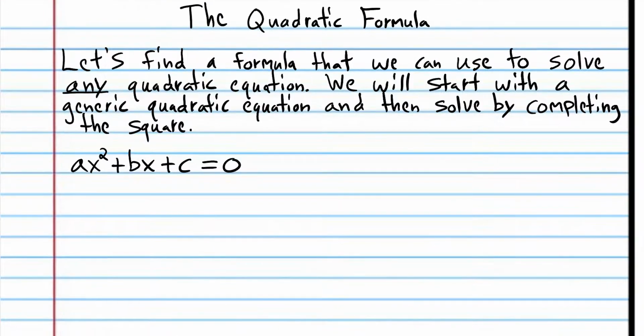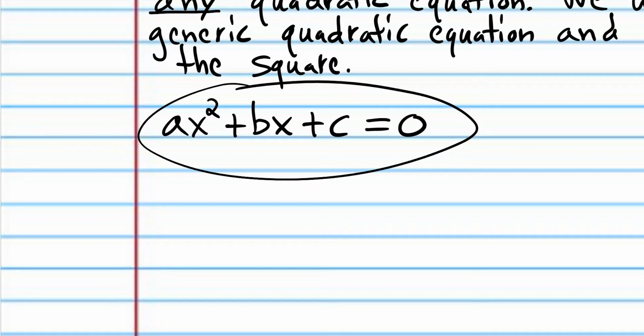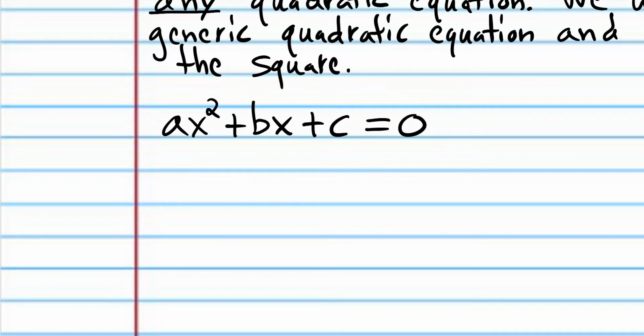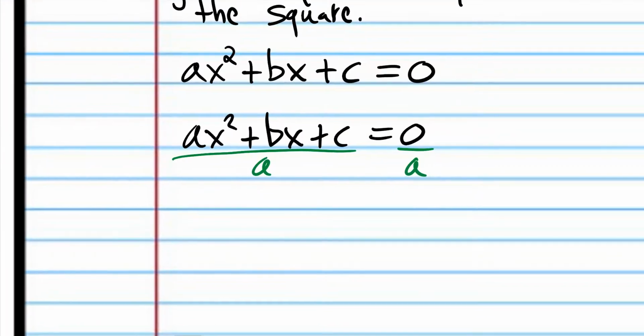But in case you want to know where this formula comes from, we're going to solve this generic equation with the completing the square method, and that's going to give us the formula that will solve any quadratic equation. So just like we did in previous problems, we're going to get rid of that a first, because we cannot complete the square unless we get rid of the coefficient of x squared. So a divided by a just makes it go away. That's the whole point of that.